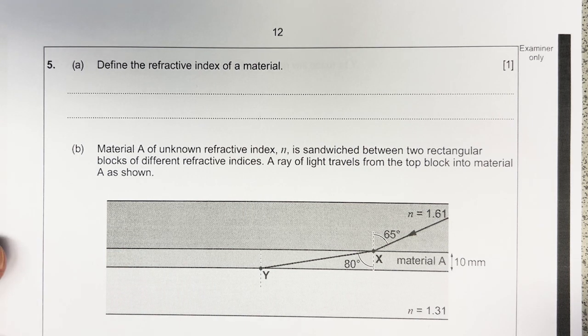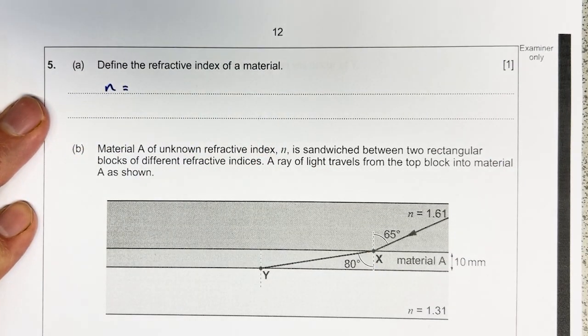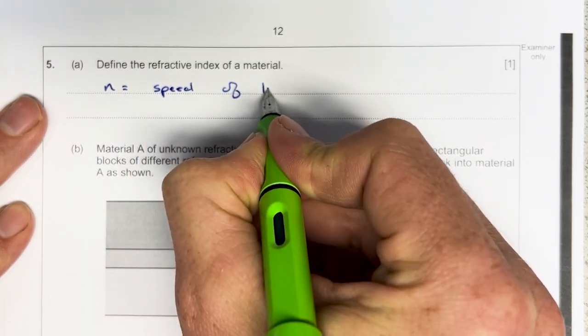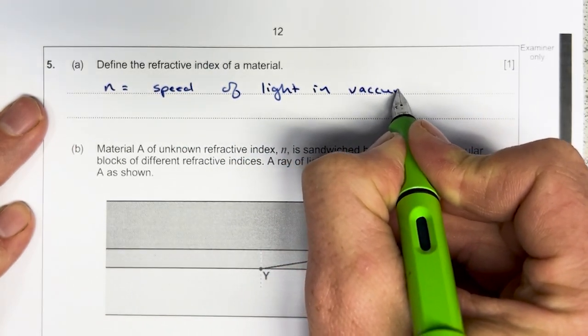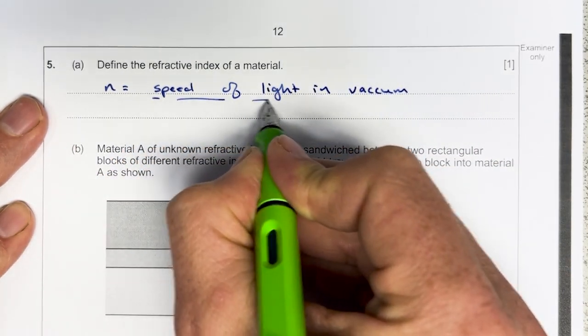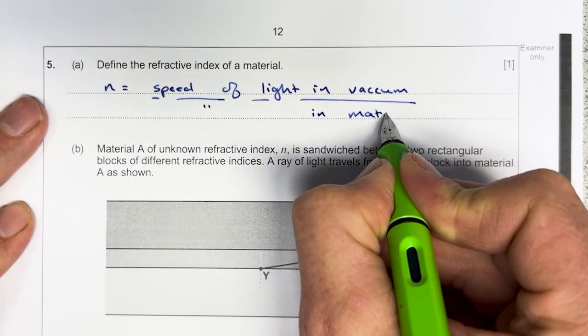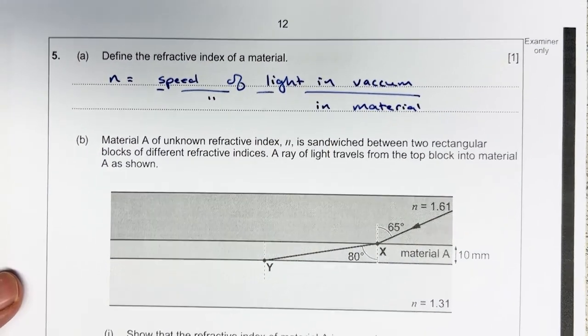Your data sheet will help you out a little bit with this, but you do need to know the following definition. I would always say that n, the symbol we use for the refractive index, is equal to the speed of light in a vacuum divided by the speed of light in the material, so if that's glass or air or whatever it may be. That's the fastest way of scoring those particular marks. That's the definition for refractive index.